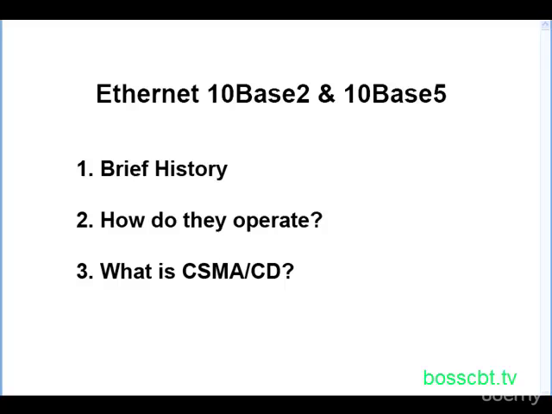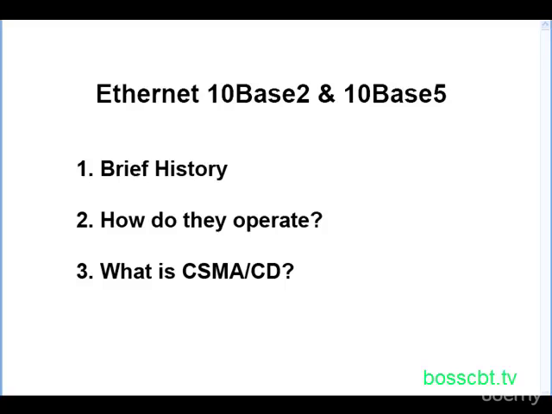Hello and welcome to this tutorial on Ethernet. Ethernet has become the king of the local area network. It has been most widely adopted around the world, so you will encounter this for quite some time in many networks. So a good understanding of Ethernet is important.